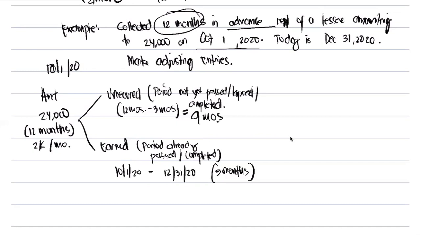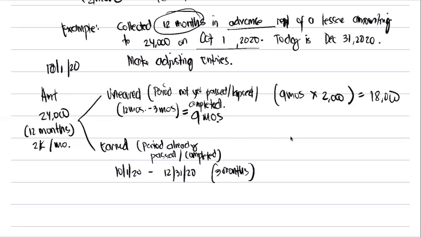So we have here 24,000, di ba? Good for 12 months. 24,000 divided by 12 is 2,000 per month. If the unearned is 9 months, then you just multiply 9 months to the amount per month. So times 2,000 per month. So 9 months times 2,000 will give us 18,000.